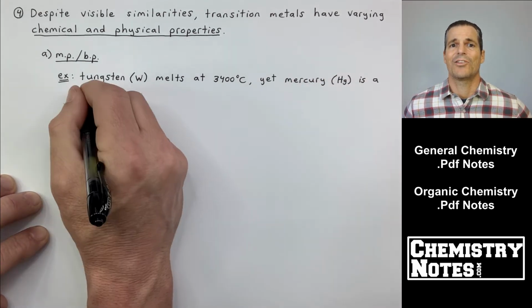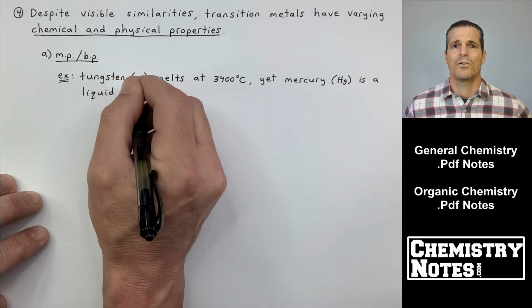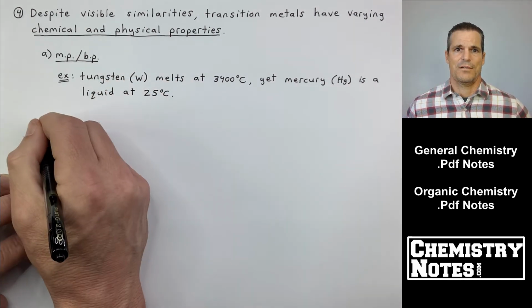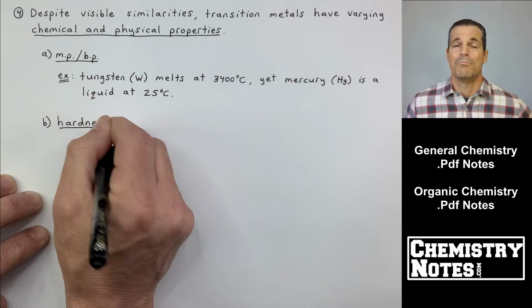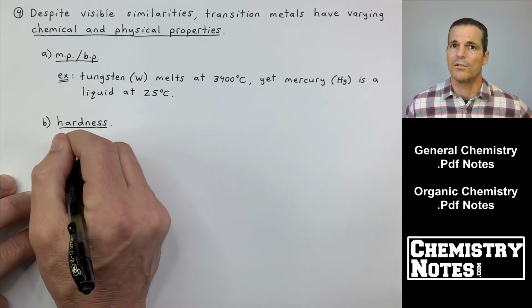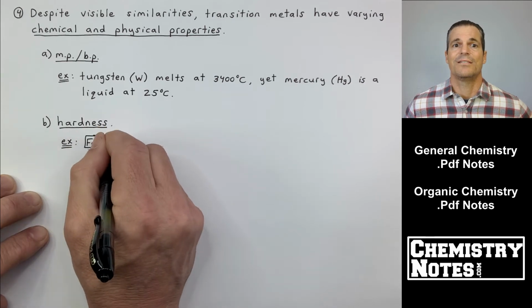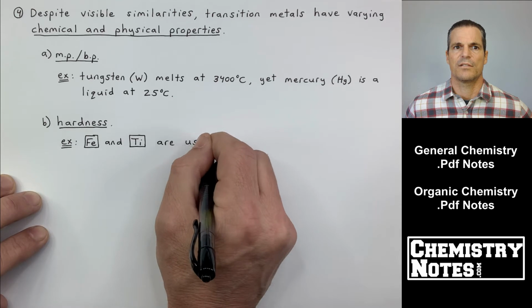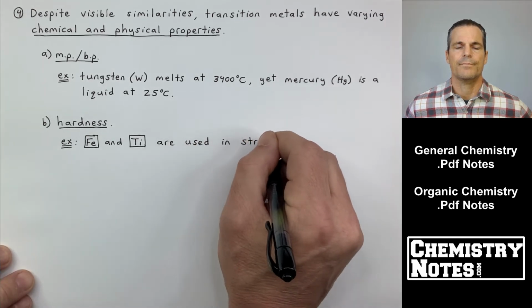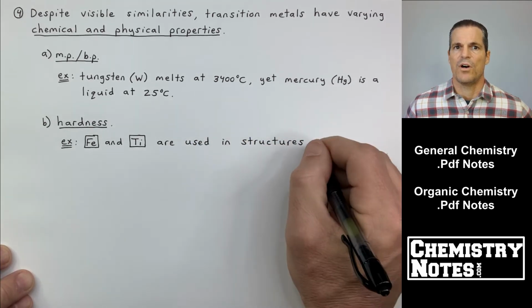Tungsten melts at 3,400 degrees Celsius. So 100% solid at room temperature, right? But mercury, which is also lustrous and shiny looking, is a liquid at room temperature. It's a liquid at 25 degrees Celsius, okay? And B, another example, hardness.